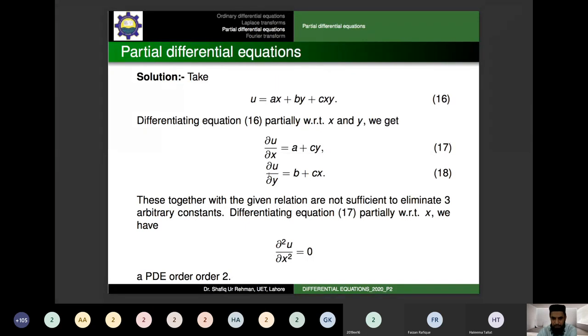Similarly, if you differentiate number 18 partially with respect to y, the right hand side is going to be 0, and on the left hand side, the second derivative of u with respect to y, we will have another second order differential equation. So from 17, we have obtained one second order partial differential equation. We can find another one from 18 by differentiating partially with respect to y.